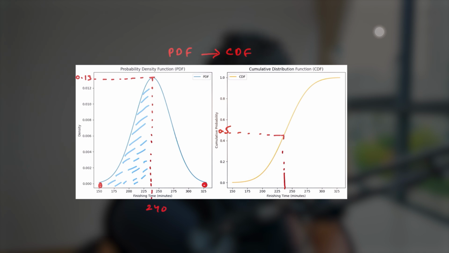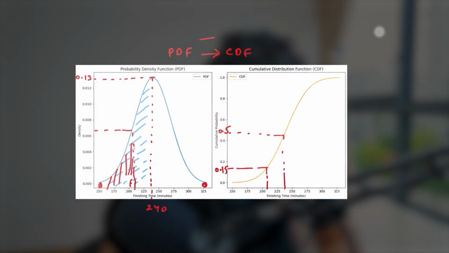Also, let's take another example. It was 50%, now let's say you take 25%. So it may be here. This area of 25% is around 210, and if you check here, you will find the corresponding cumulative probability is around 0.15. This means we are able to find the cumulative probability from the PDF.